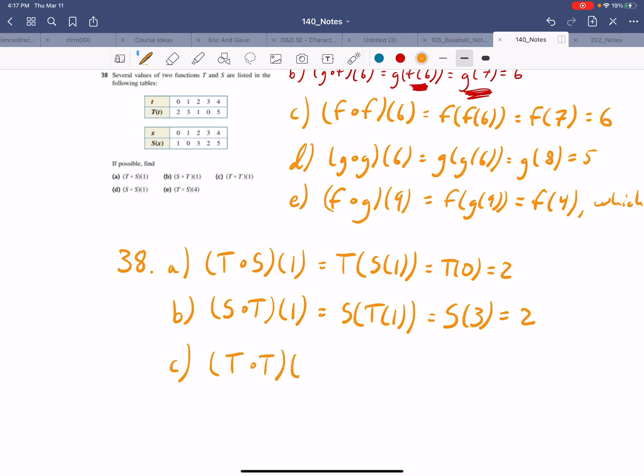t of t of 1. Remember, this is t of t of 1. What's that going to give us? Well, t of 1 is 3. So I guess we've got 0. Right? Again, t of 1 is 3, t of 3 is 0. So it's like a connected dots almost. 1 to 3, 3 to 0, right? That sort of thing. Remember, we're always going inner to outer. Inner to outer. Okay? You can think of it as PEMDAS, right? You know, do the stuff inside the parentheses first.